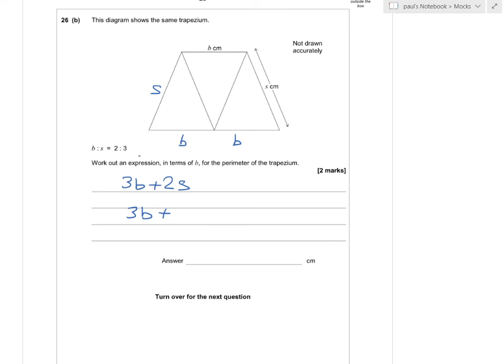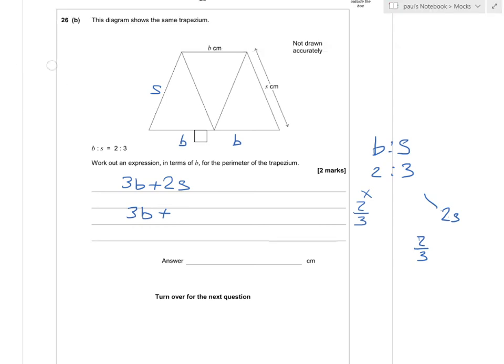I wonder whether we can do it like we're doing paint. So I've got 2S. Oh yeah, look. B to S, 2 to 3. I've got 2 S's. So 2 divided by 3 is 2/3, and then multiply that by 2/3. So 2 times 2/3 is 4/3. Oh no, that doesn't work out right, does it?